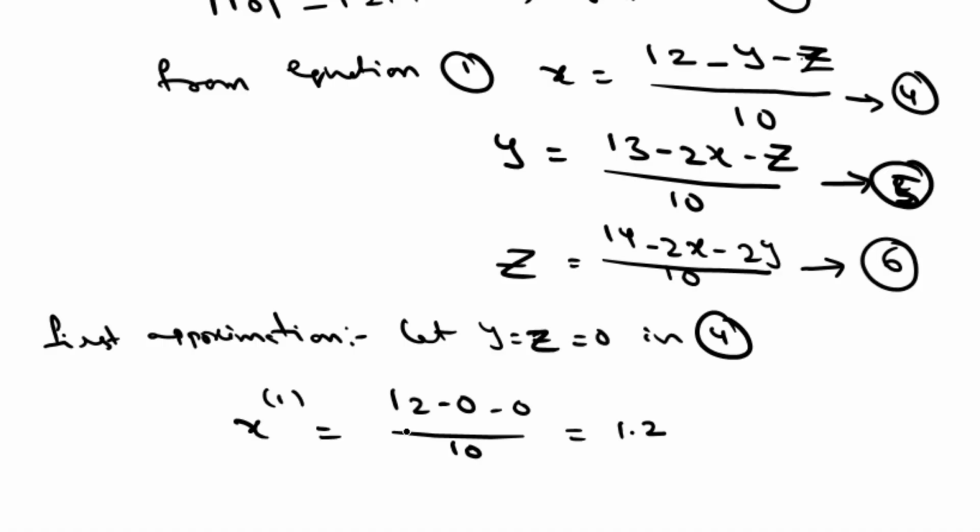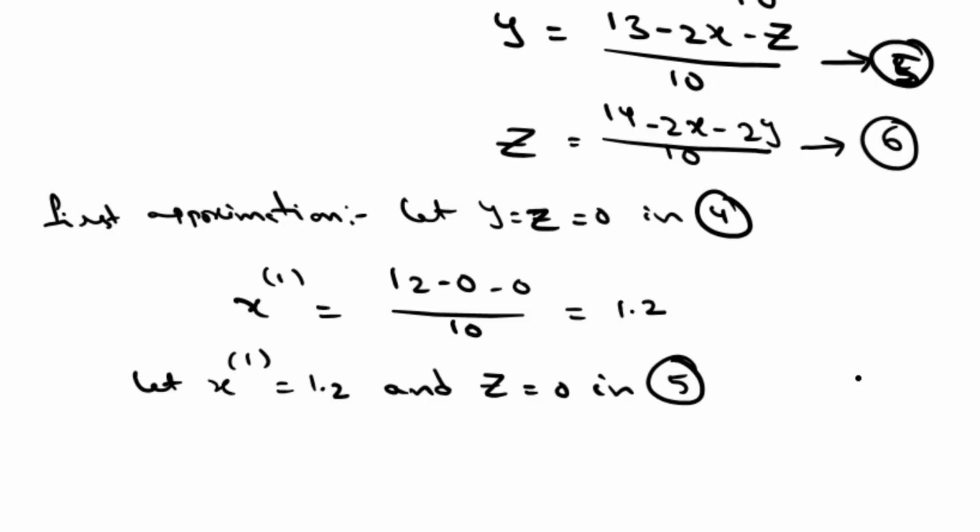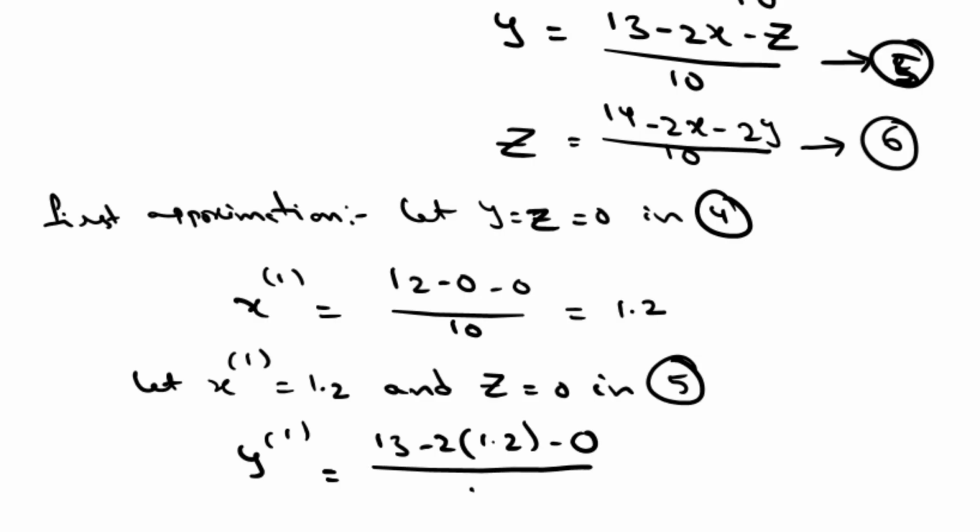Now in the first iteration, let x in the first iteration be 1.2 and z equals 0. So substitute in equation 5, then you are able to find the value of y in the first iteration. Y in the first iteration is equal to 13 minus 2 into x in the first iteration, which is 1.2, minus 0 (z), divided by 10, which gives 1.06. This is the y in the first iteration.